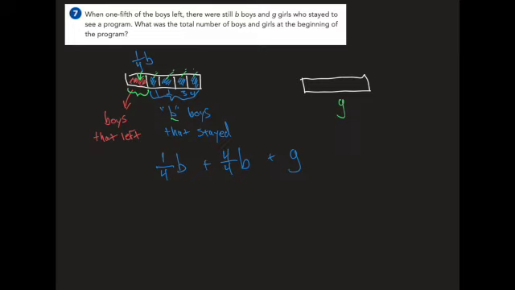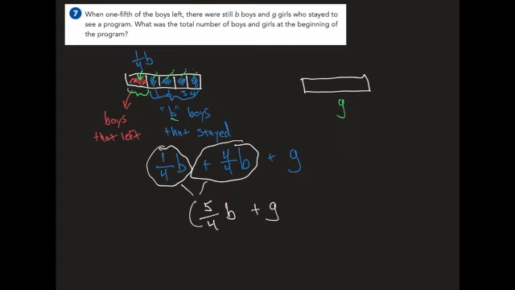And when I combine like terms, I have 1/4 B and then a positive 4/4 B. When I add those together, I get 5/4 B plus G. That would be the total number at the beginning. So this one's tricky because you have to figure out what that 1/5 represents in terms of B. And to do that, you have to know what B is. So it's a little bit conceptually challenging.